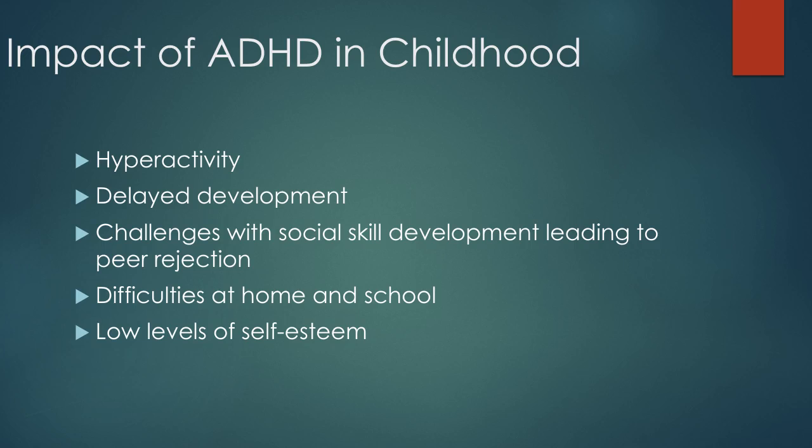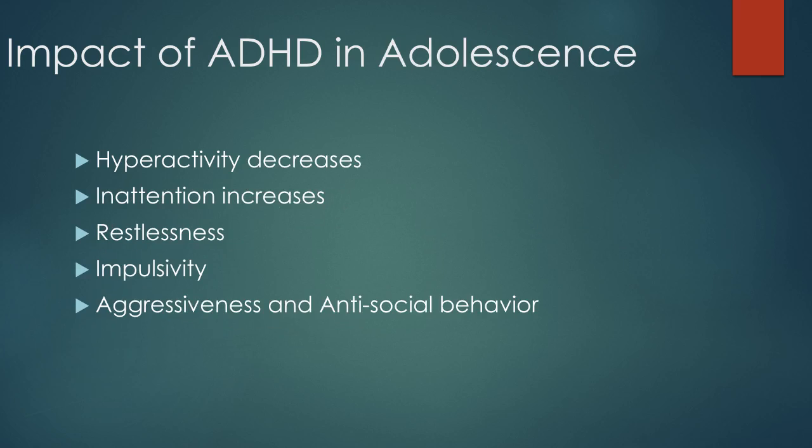Children with ADHD tend to present hyperactive. They have delayed development at times, challenges with social skill development, leading to peer rejection, difficulties at home and school, and that all can result in low levels of self-esteem. Once adolescence hits, there is a decrease in hyperactivity and an increase in inattention, restlessness, impulsivity, which leads to an increased potential for risk behaviors, including criminal behavior, teenage pregnancy, and even dropping out of school. Aggressiveness and antisocial behavior may manifest as well.